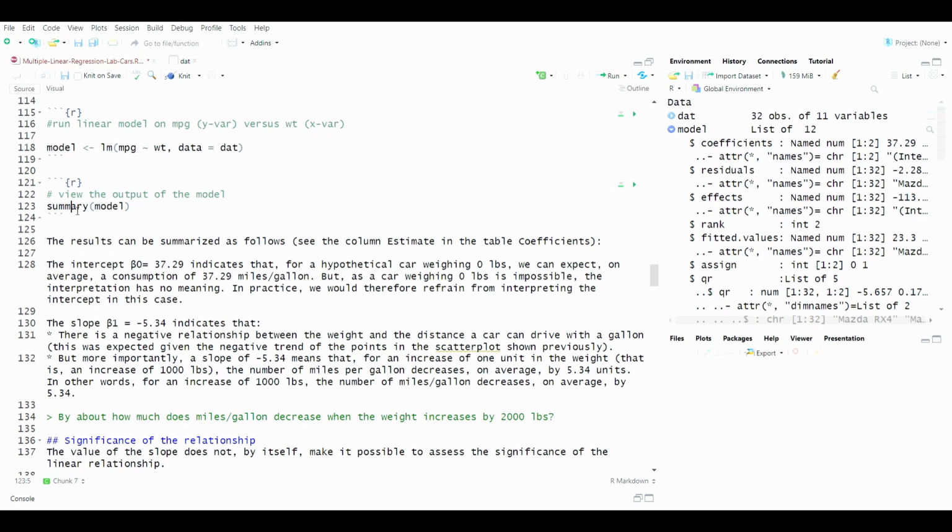To view the output of the model in the form that makes it easy for us to interpret, we come back over to the next chunk and run this chunk called summary model.